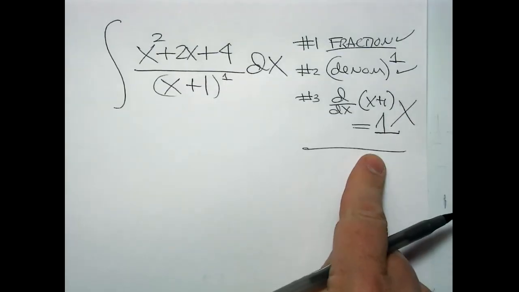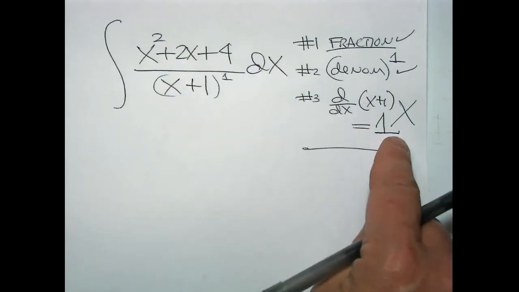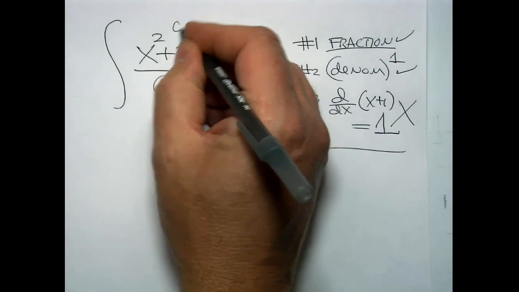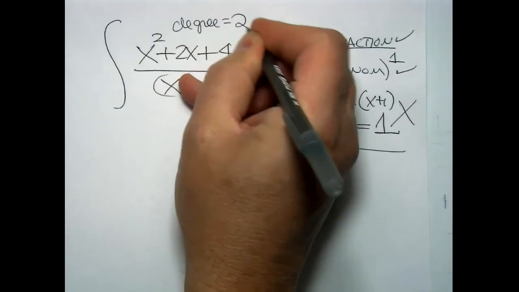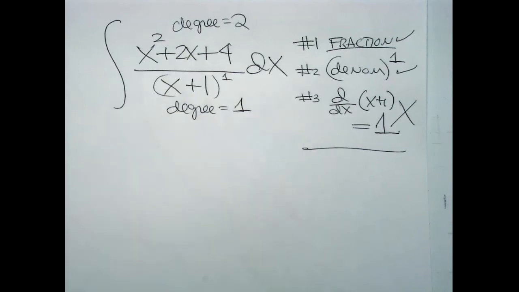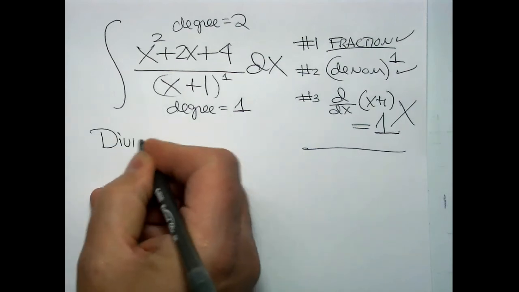Failed the three-step checklist, and there's no way to really modify the numerator to make it look like the number 1. So for the moment, you might think we're trapped in a corner. Notice that the degree up here is equal to 2, and the degree down here is equal to 1. When the degree is higher or equal in a fraction, you can actually just divide it out first.